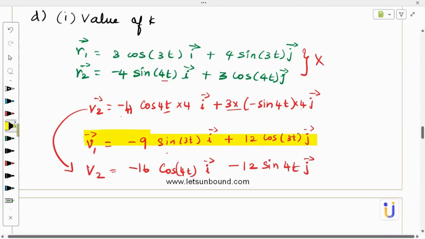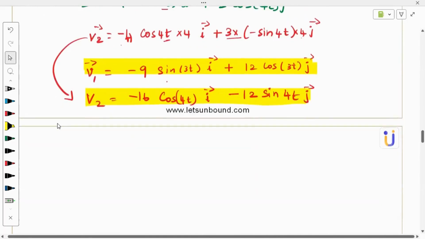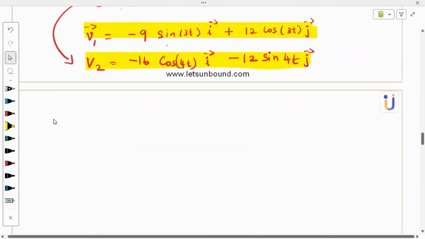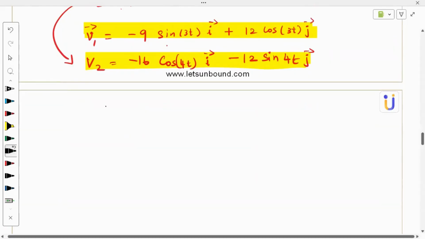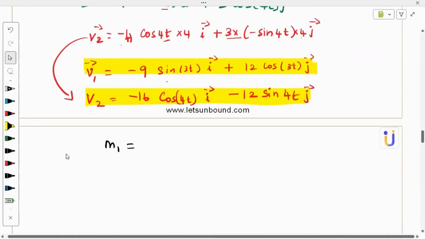Now we need to use this parallel condition. They are moving parallel. So we found the velocity expressions for the two particles, right? So what is the condition? Either we can say the slopes are the same, or V1 is a scalar multiple of V2, we can prove. So I'm going to prove it using the slopes. How will you find the slope? That is vector 1's slope, let it be m1. It's very simple, y2 minus y1 by x2 minus x1.